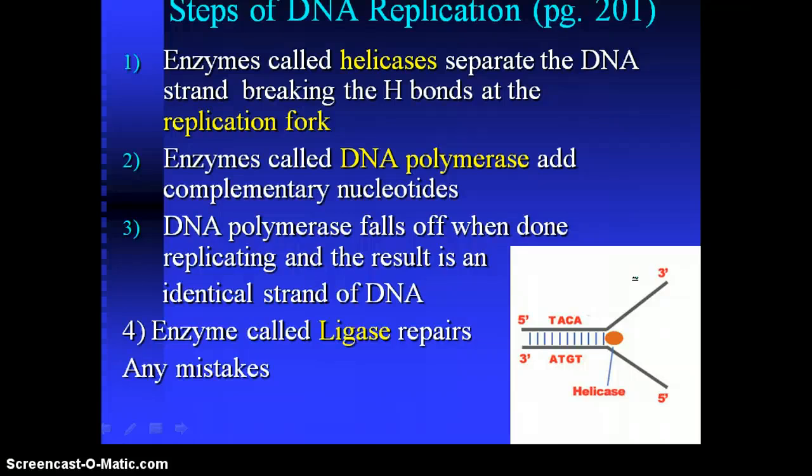Enzymes called helicases separate the DNA, so this is going to be step 1. The enzyme here, helicase, you will need to recognize that word again. You're going to see it, and you're going to need to be able to describe what it does eventually. So they separate the DNA strand, breaking the hydrogen bonds. This H stands for hydrogen bonds between the A's, T's, C's, and G's. And that spot is called the replication fork. So this is helicase here, which you can see is labeled. And that is creating what is called the replication fork.